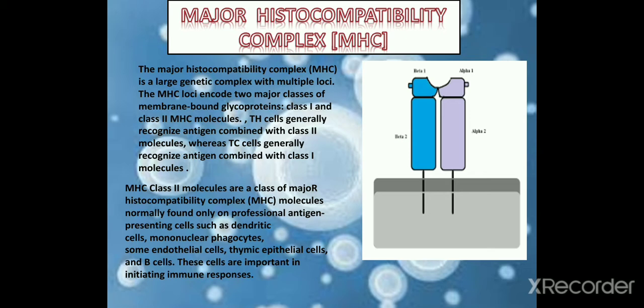Now there are two classes of MHC, class 1 and class 2. Our major concern for ADCC is class 2. Now, what kind of cells are present in class 2 of MHC? These are professional antigen presenting cells. Now the second question arises, which cells are the antigen presenting cells? These are dendritic cells, mononuclear phagocytes, some endothelial cells, thymic epithelial cells and B cells. These cells help in initiating the immune response.